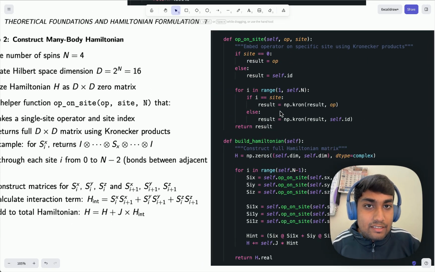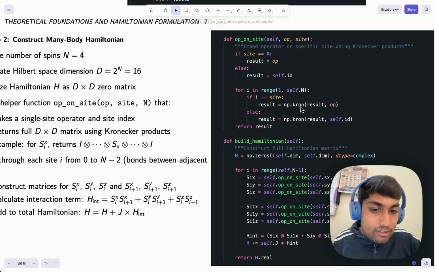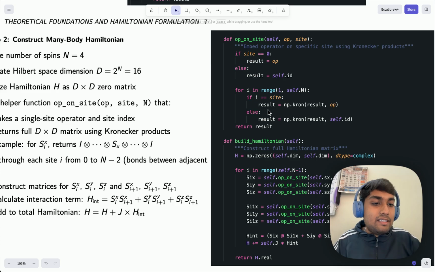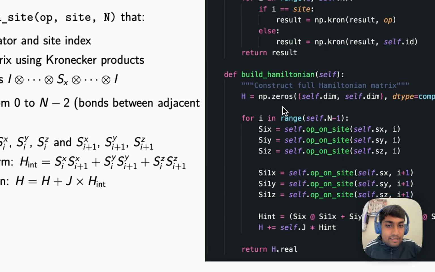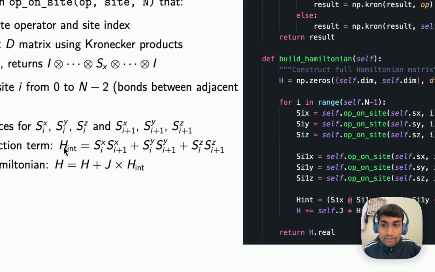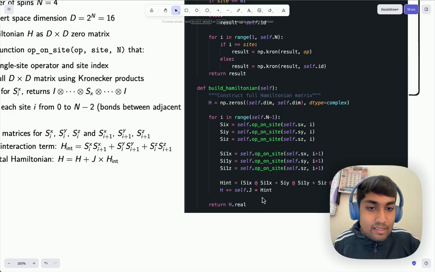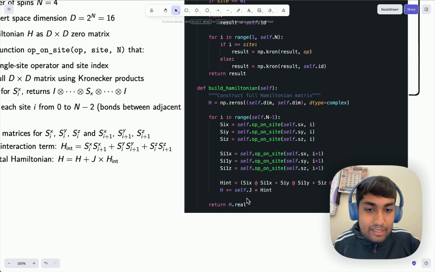After that, I'm using this operator on site method. We already have a method, dot kron, so we just put the result, which is our operator, inside the ith position. I will be the site position there, and there is a Kronecker product between all the matrices, all the operators here. You can see I'm building the Hamiltonian here. I'm using this formula to first calculate the H interaction term, and we are just adding it to the main H.